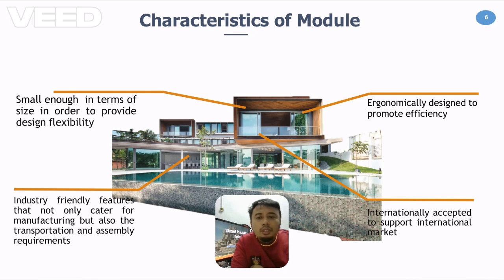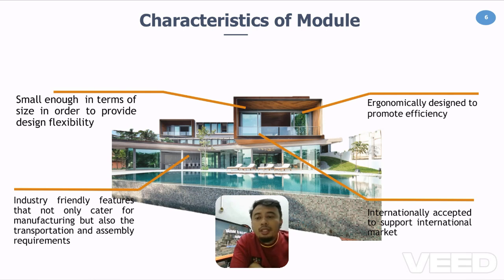And then next, a module should be ergonomically designed to promote efficiency. So the components are designed ergonomically. The module can suit the design of a component that is ergonomic, especially since when we talk about ergonomics, it relates to human nature. So the module needs to be suitable for ergonomic design.